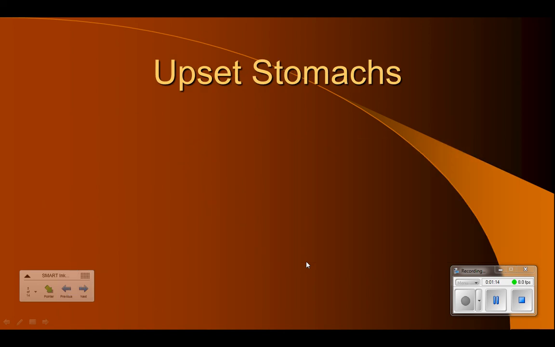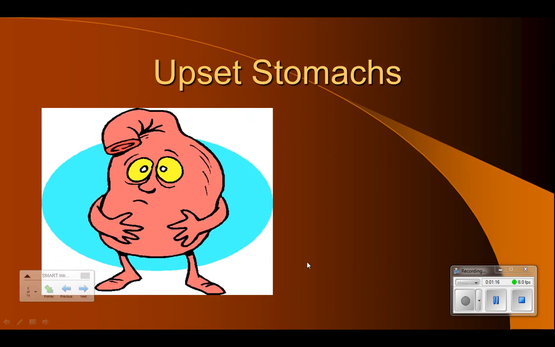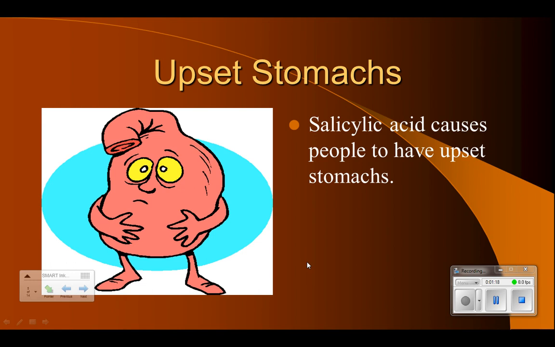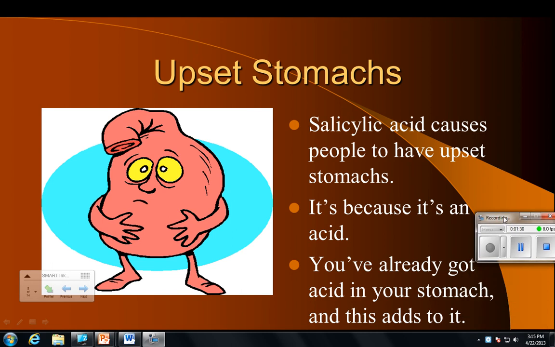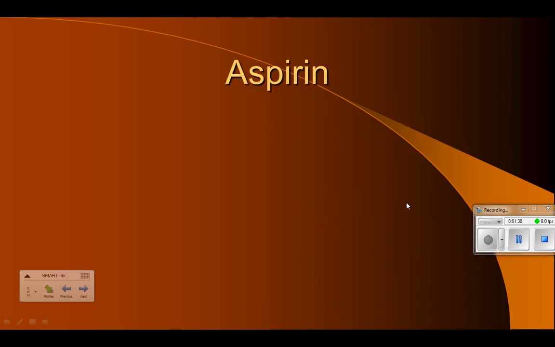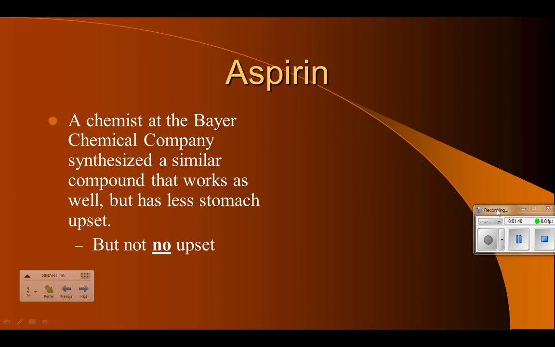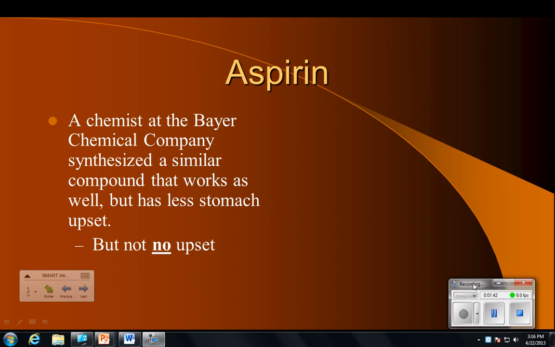salicin converted into salicylic acid. But the problem was that salicylic acid causes a stomach upset because it's an acid, for one thing, and so it adds to the acid in your stomach and causes your stomach to become more upset. This is just adding to what's already there and makes your stomach upset. So the thing that they tried to do then was to find a substance that did not cause stomach upset, or at least eliminated some of the stomach upset.